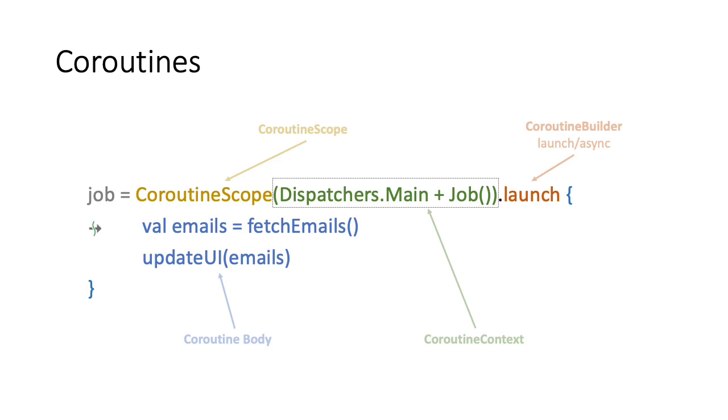Coroutine context can comprise the dispatcher, a fancy name for thread pool, a name, error handler, and a job handle. In this example, the dispatcher and the job are provided. Notice the overloaded plus operator to build the context. The builder returns a handle to the coroutine, which can be used for cancellation or for waiting for completion of the coroutine execution.